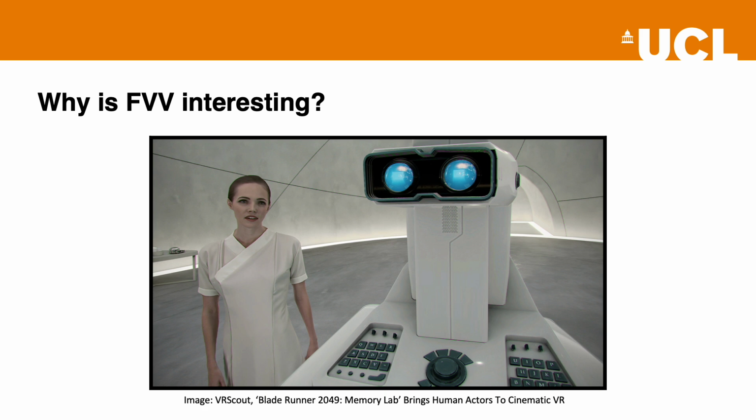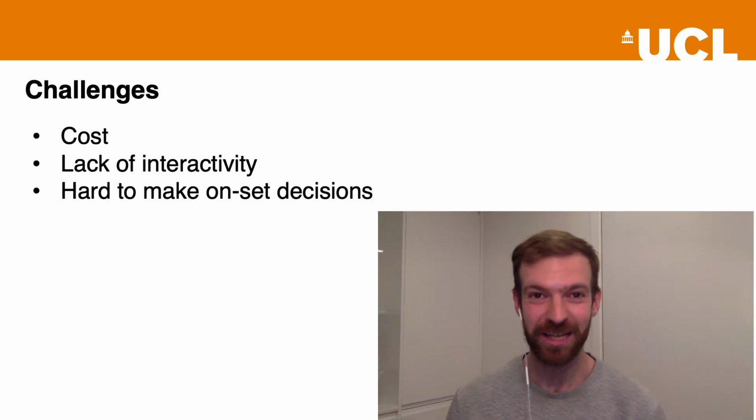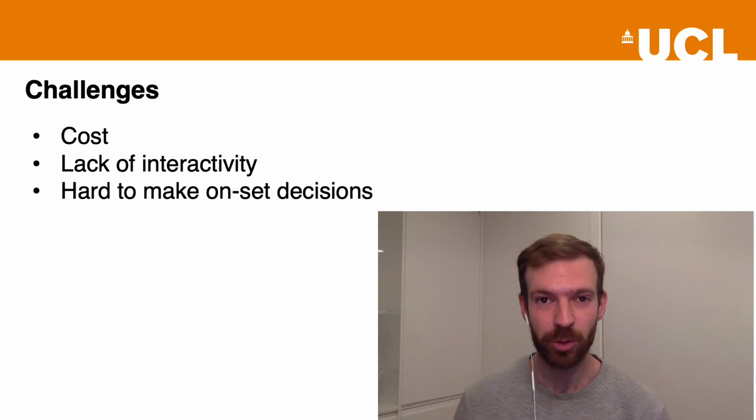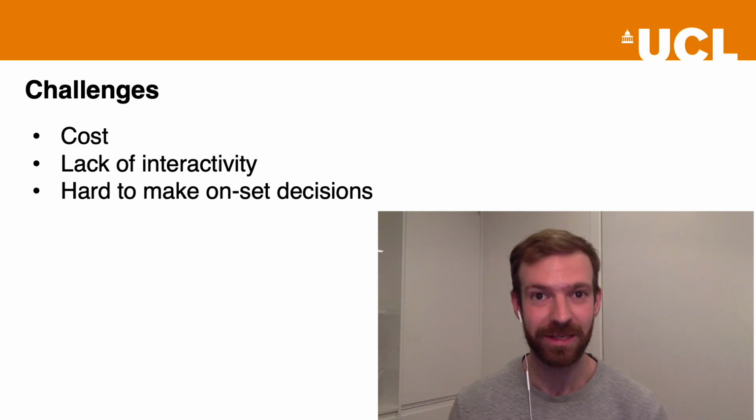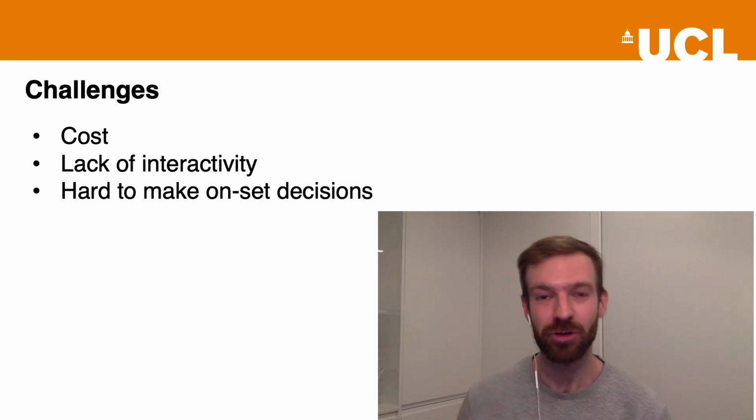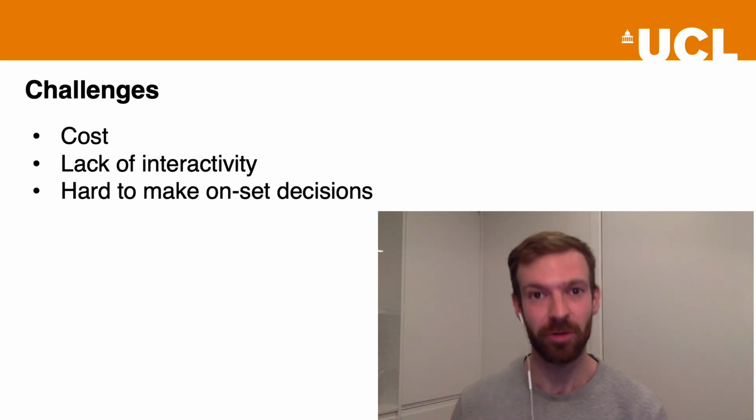So although there's a lot of advantages to FVV content, there's also challenges. One of the biggest ones is cost. The 3D processing step, because it's so data intensive, is very expensive. So it costs around £6,000 per minute of rendered content at the moment. So that's about £100 per second just to perform the 3D processing.